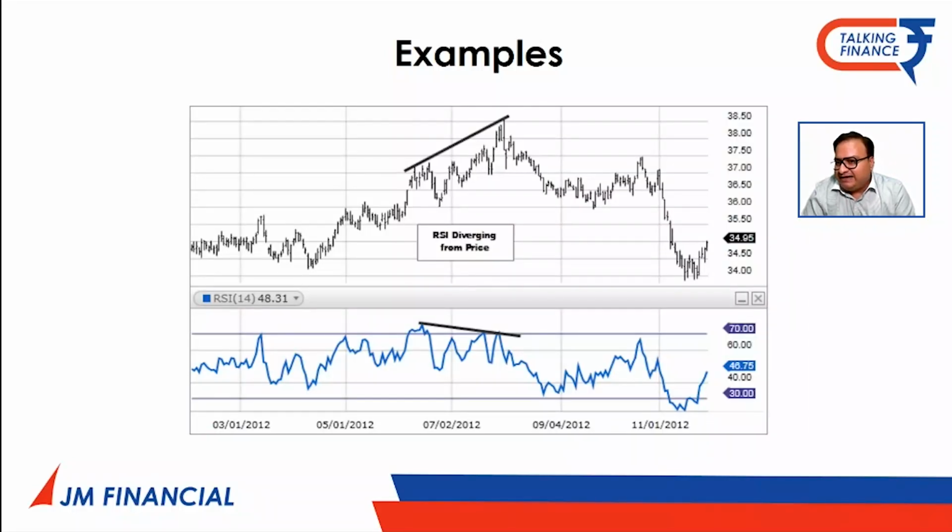Now another example, again an RSI diverging from price. This is where the stock hit a new high, but the RSI did not improve. The RSI health was deteriorating, and post that there was a correction that was seen. So this is one example.